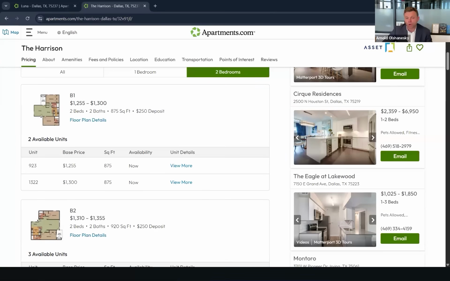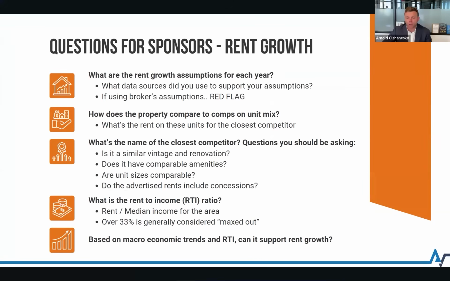Another one is called rent to income. You want to ask your sponsor, what is the rent to income for this submarket? And you want to say, what is the rent to income for this 3-mile radius specifically? And what is rent to income? Rent to income is essentially the percentage of people's income that is going to their rental housing expense. I'm going to give you a couple of rules of thumb. If there's a submarket where more than 33% of somebody's income is going to their rent, I would be cautious.